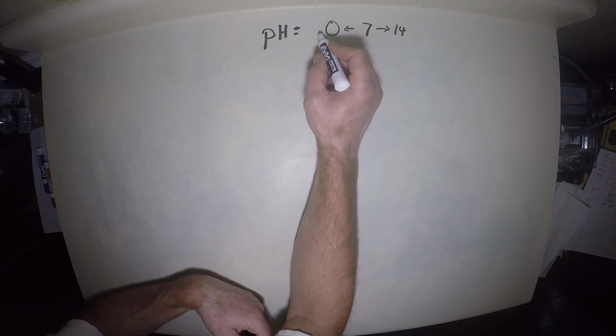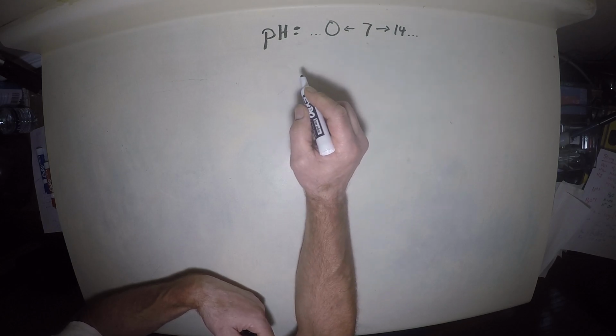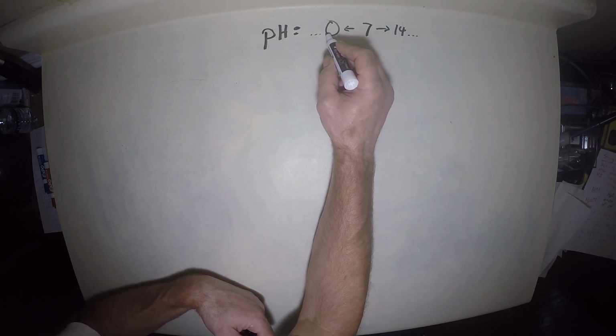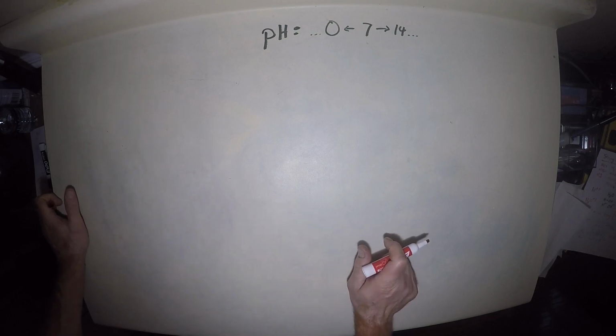And just be forewarned that the scale does go below 0 and above 14, but for our practical purposes, we're just going to stay between 0 and 14. An acid, according to Arrhenius, is any substance that produces hydronium ion in aqueous solutions.